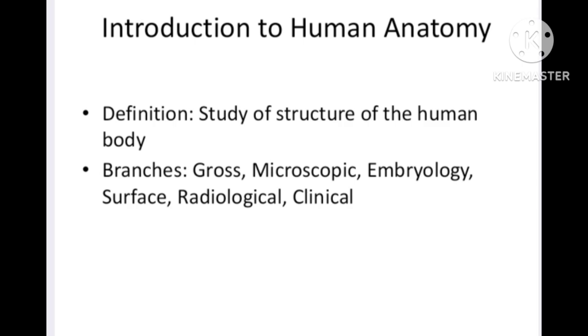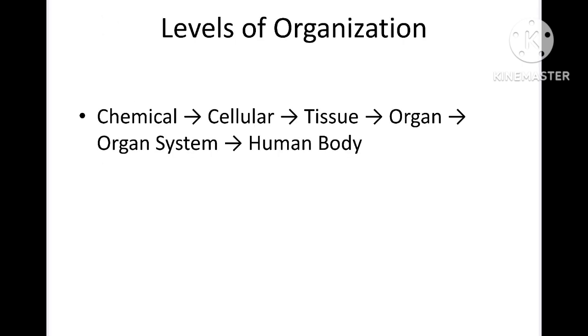Now, let's talk about physiology. If anatomy tells us what is there, physiology tells us how it works. For example, how muscle contracts, how kidney filters, how heart pumps, and how nerves send signals. Next one is levels of body organization. Our body is arranged in a proper order from very small to very big. It goes like chemical level, cell level, tissues, organs, organ system and human body. This shows how beautifully the body is organized.